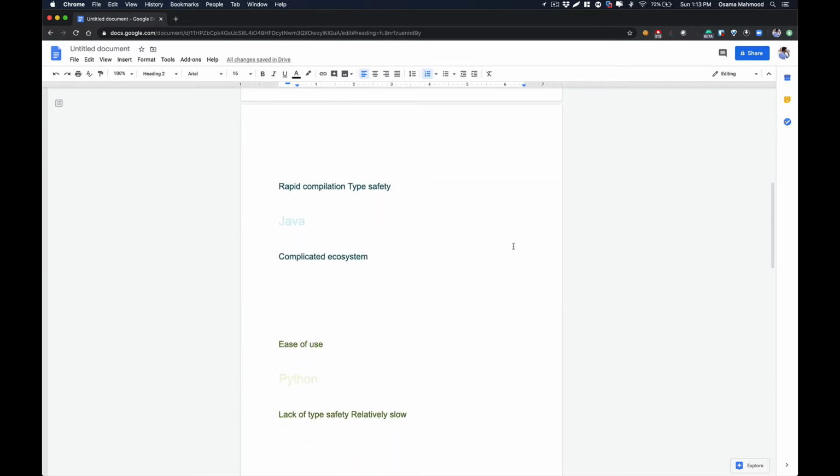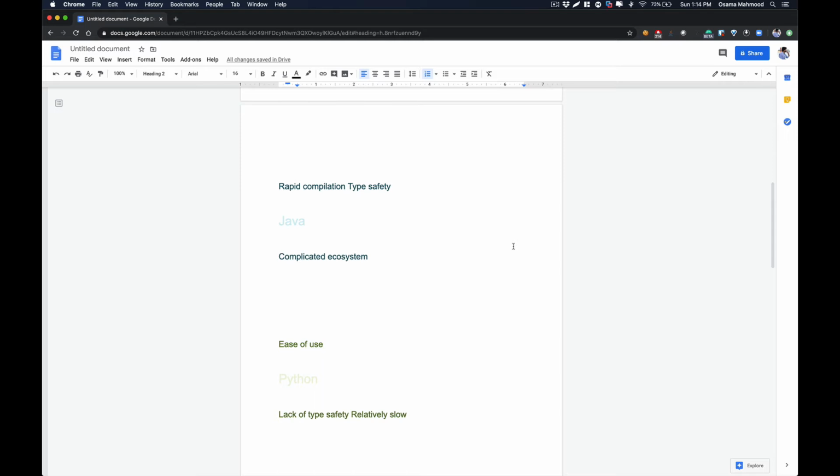When we take a look at Java, Java has adopted type safety from C++, but the ecosystem of Java is really complicated. If you are trying to solve a single problem, there might be many different solutions to solve that problem, but that doesn't mean that all the solutions that you are trying to implement will work together. There might be some conflicts between the solutions and they might not work as intended.